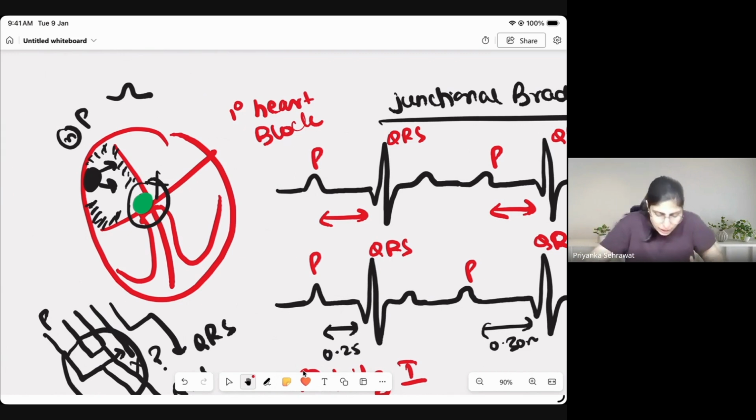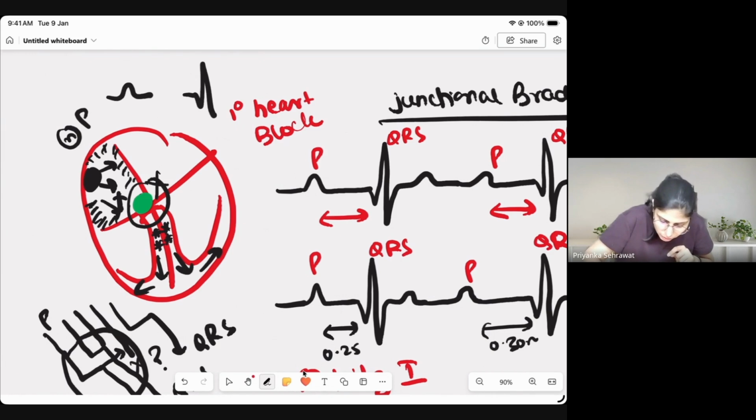But this current is not getting transferred to the ventricle. The bundle of His takes over as the new pacemaker to give rise to the ventricular depolarization, which gives rise to a QRS. But is there a correlation between the P and QRS?